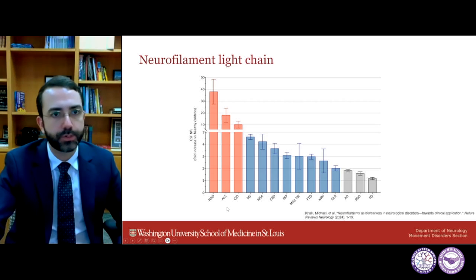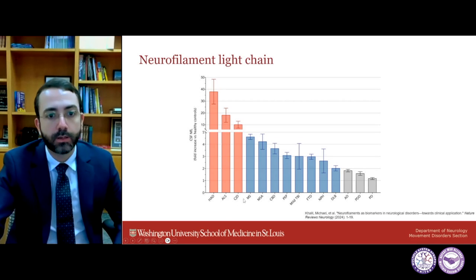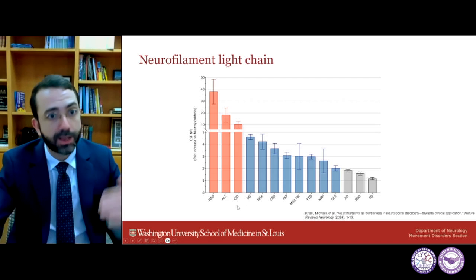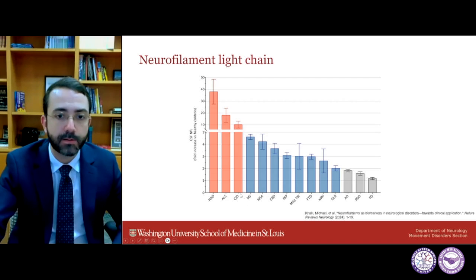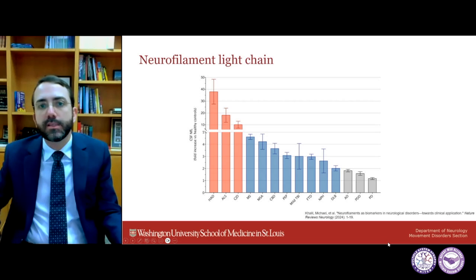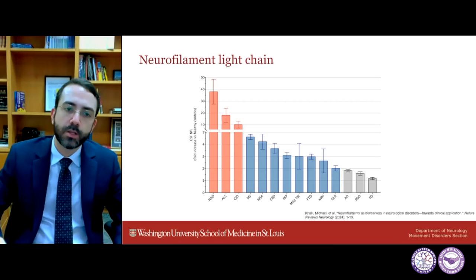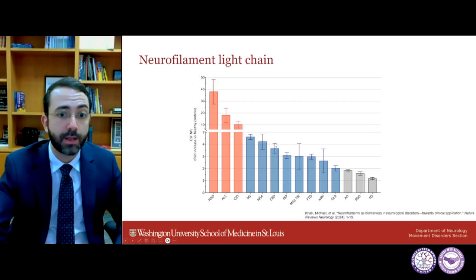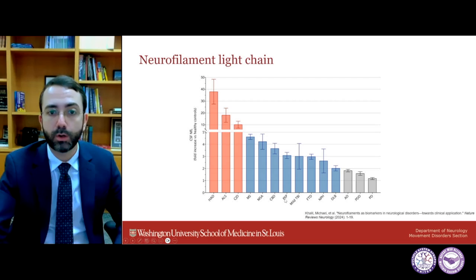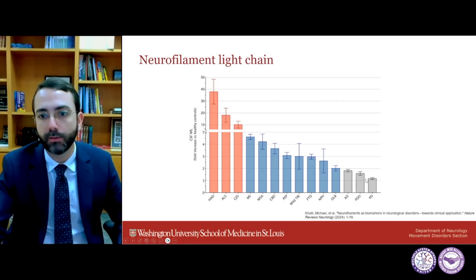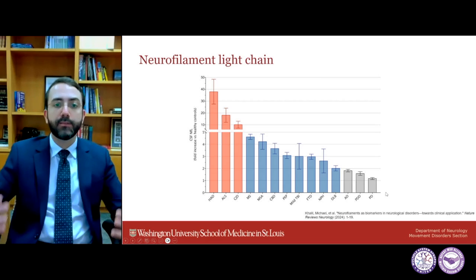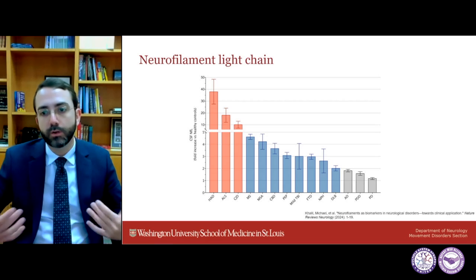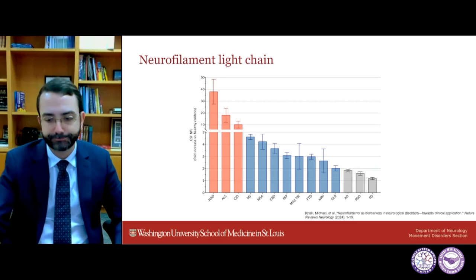So as you can see here, conditions like ALS, or amyotrophic lateral sclerosis, or multiple sclerosis do have higher levels of neurofilament light chain. And if we think about Parkinsonism or movement disorders, we can see how those atypical Parkinsonian syndromes like multiple system atrophy and progressive supranuclear palsy do have higher levels of neurofilament light chain as compared to Parkinson's disease. And that's because they progress faster and they're more aggressive, as we know in clinical practice.